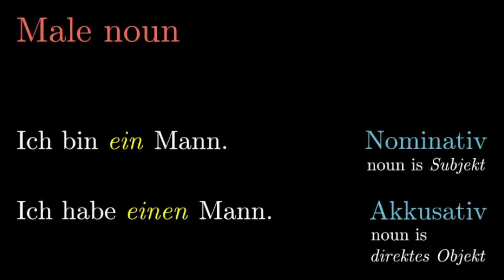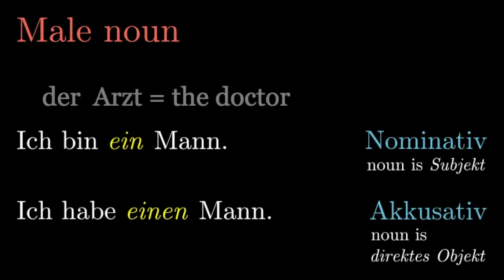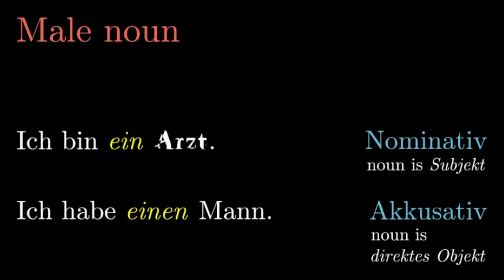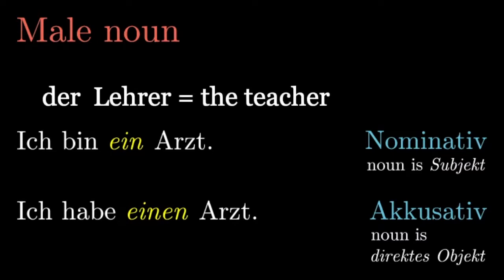Let's look at some more male nouns. So if you have the doctor, der Arzt, and you want to say, I am a doctor, you say, ich bin ein Arzt. I have a doctor is, ich habe einen Arzt. And the same with the word teacher, der Lehrer. You want to say, I'm a teacher, then you say, ich bin ein Lehrer. And if you have a teacher, it's, ich habe einen Lehrer.